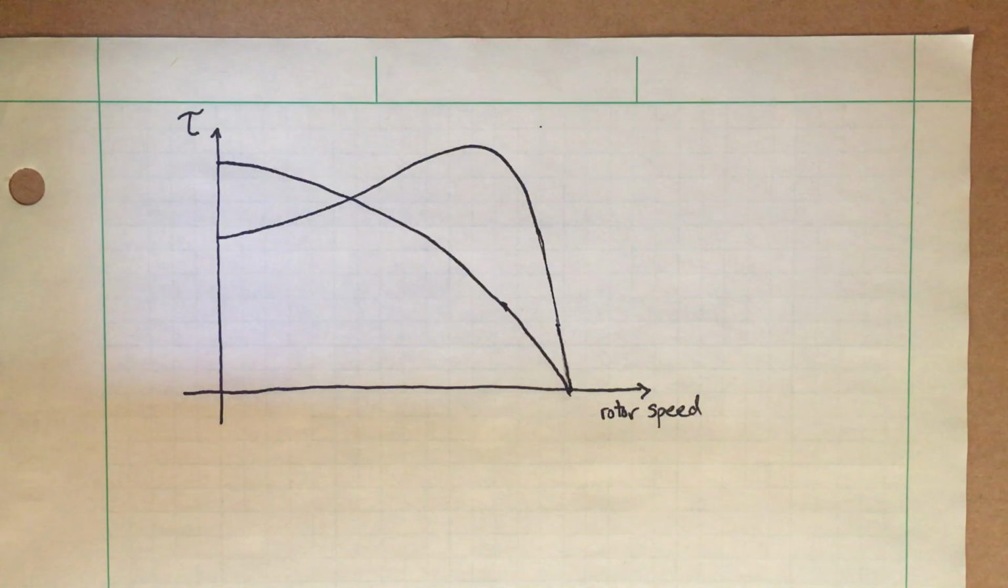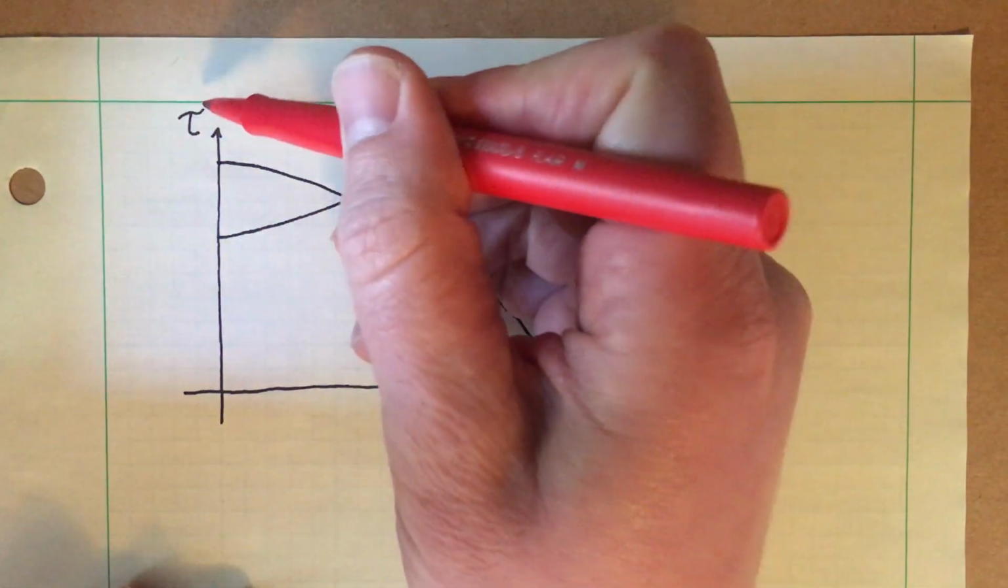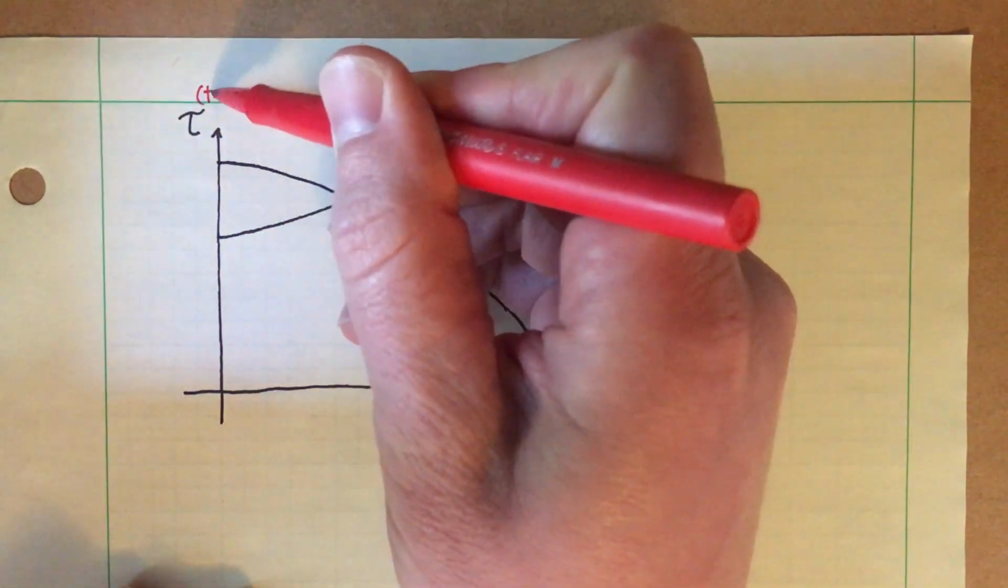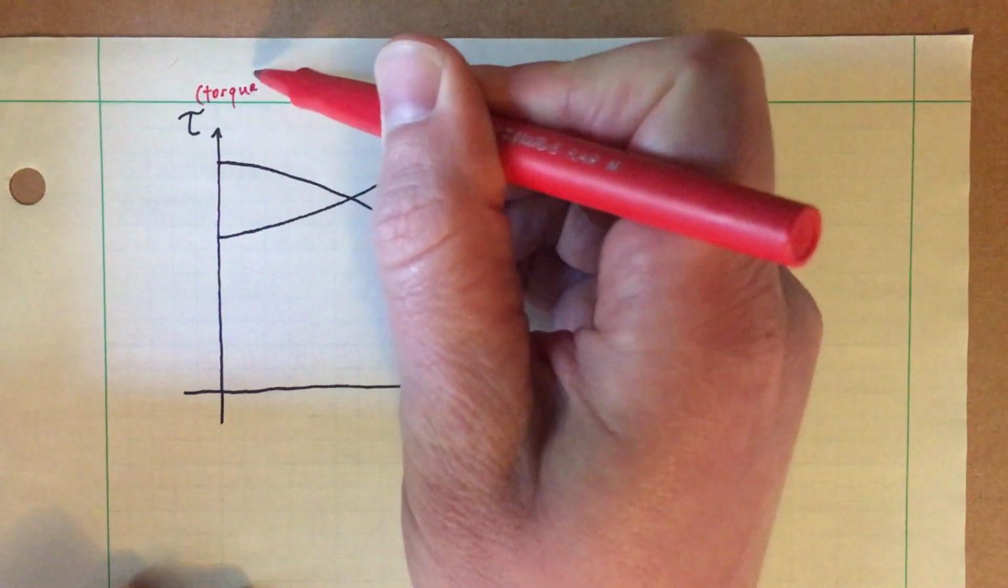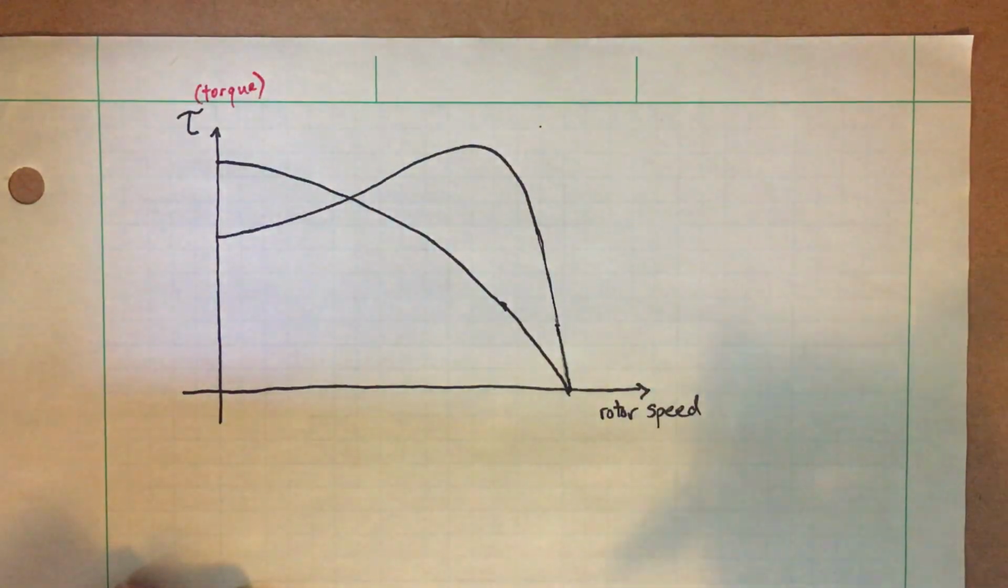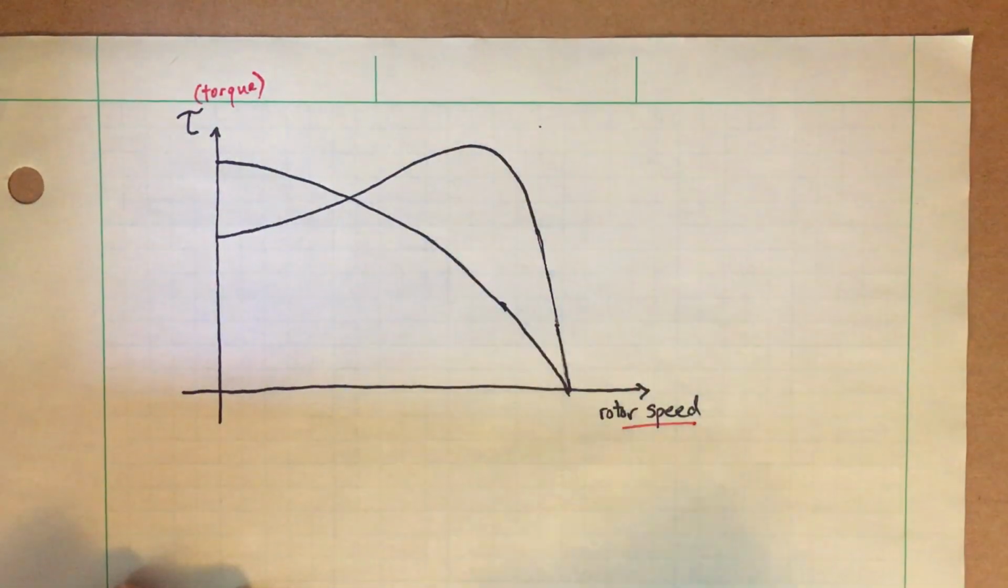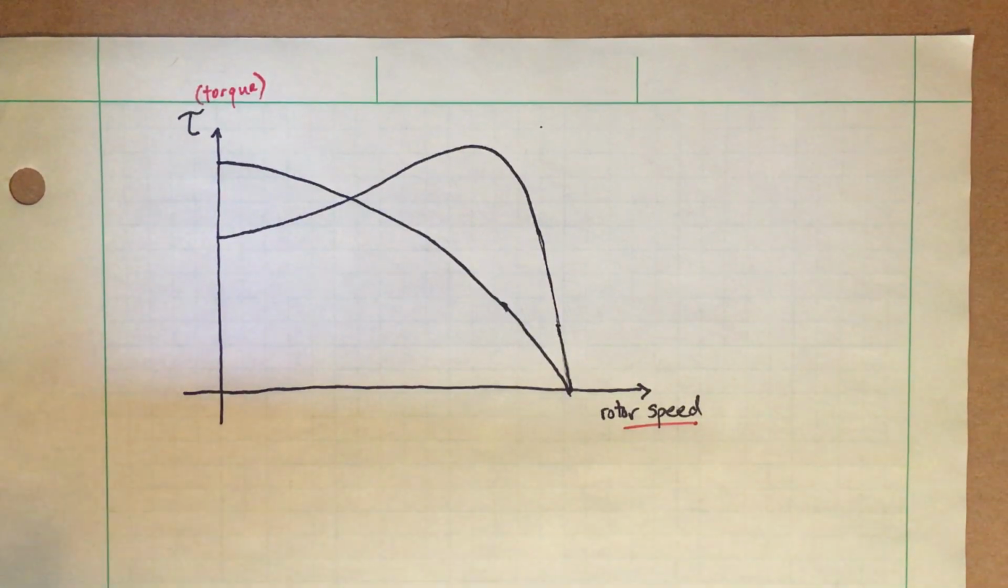And I wanted to show you the torque. So torque is here, right? That tau is torque, okay? And rotor speed on the x-axis, all right? And we can get a little bit more of an idea of how torque is related to rotor speed and how it's related to slip and things like that.